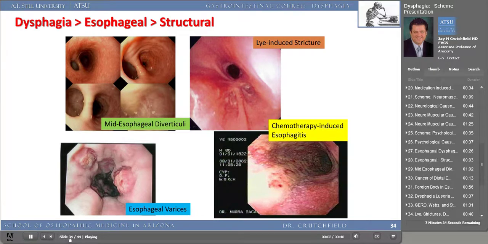These pictures show esophageal diverticuli up on the left. We see a lye-induced stricture with narrowing from a patient who has apparently ingested lye. Chemotherapy causing esophagitis, the esophagitis causing odynophagia and subsequently stricturing. And of course, esophageal varices are large veins which occur in the esophagus, usually as a result of a patient who has portal hypertension from cirrhosis or liver disease. The patient usually experiences a mild dysphagia from these large blood vessels in the esophagus.